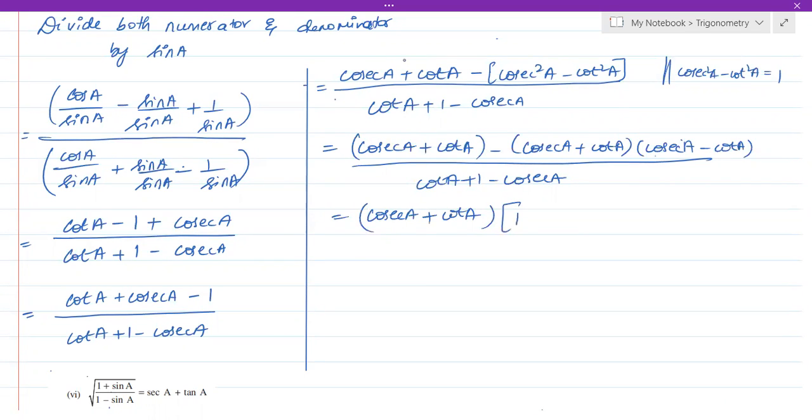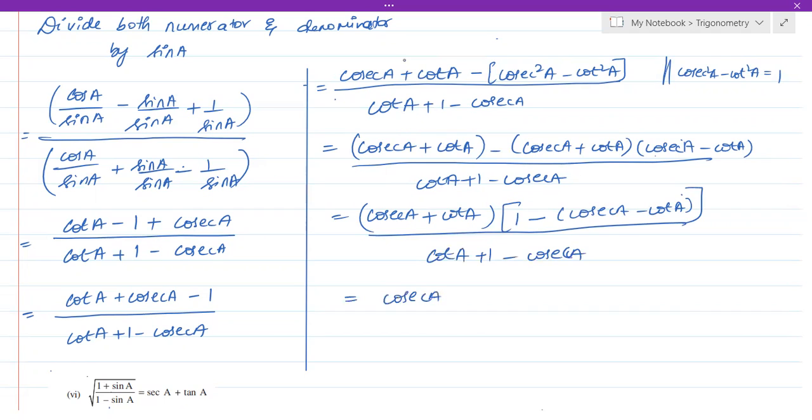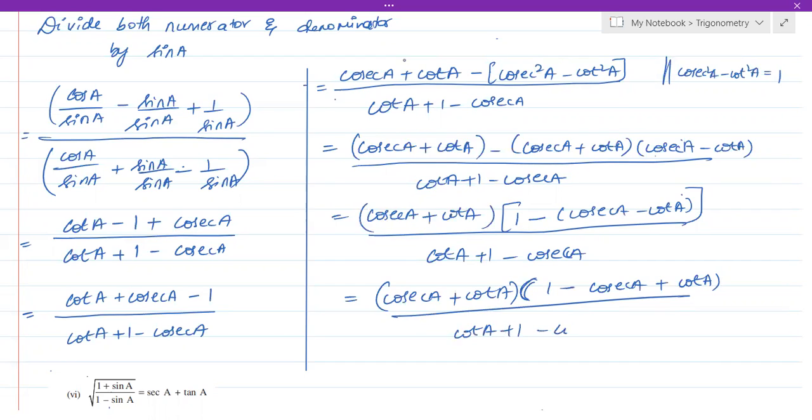So what is left out? 1 minus, we took this as common. What is left out? The other bracket. What is in the other bracket? Cosecant A minus cot A. Okay. So divided by the denominator as it is, cot A plus 1 minus cosecant A. Okay. So cosecant A plus cot A as it is. Now if you simplify this bracket, 1 minus cosecant A plus cot A, divided by cot A plus 1 minus cosecant A.